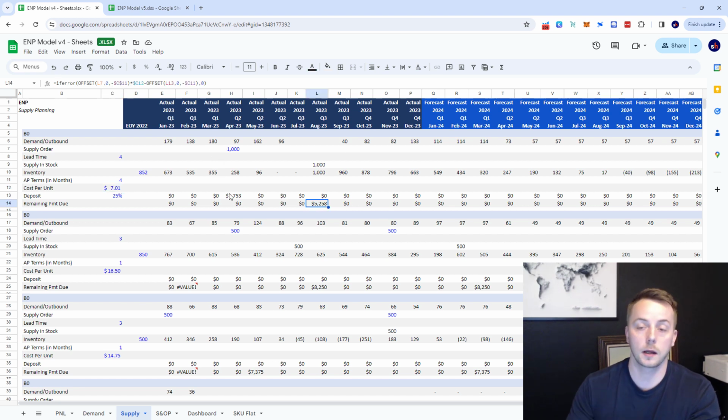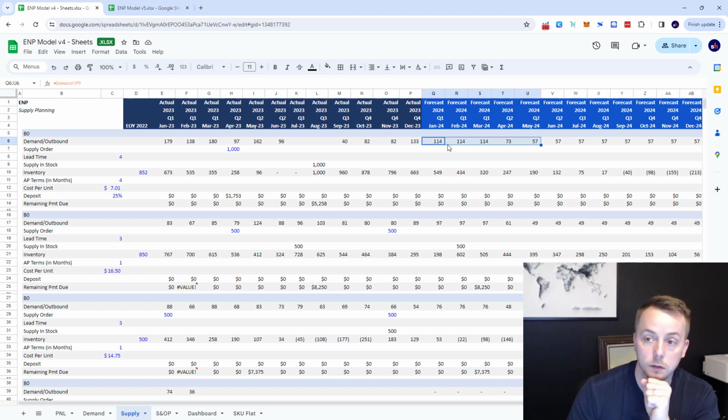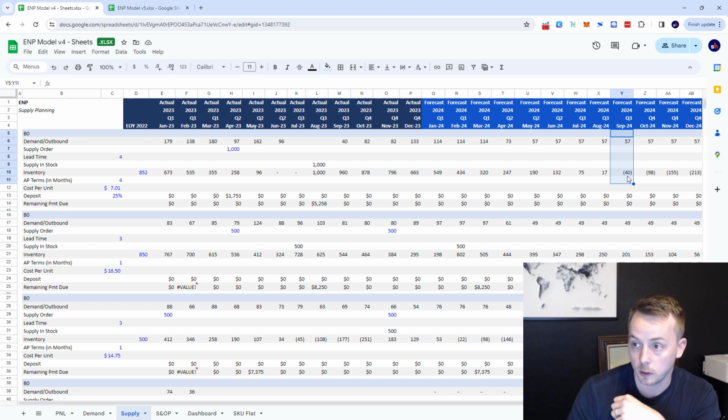So this is a good way of not only forecasting when to place orders, it also tells you how much money and when you will need that money to place that order. And it tracks it using this forecasted demand. So you can see into the future, given this demand, at what point you will be out of inventory. So right here is where that breaking point is, where we are negative 40 units.